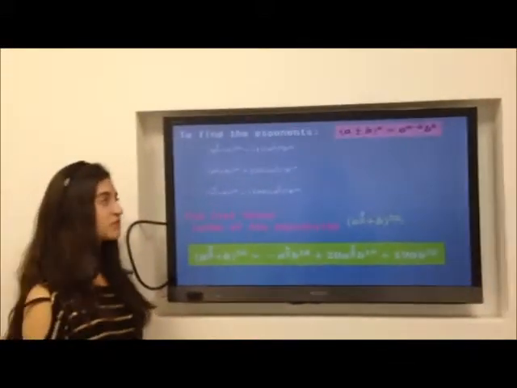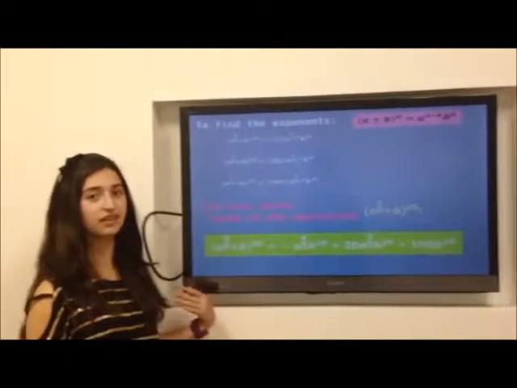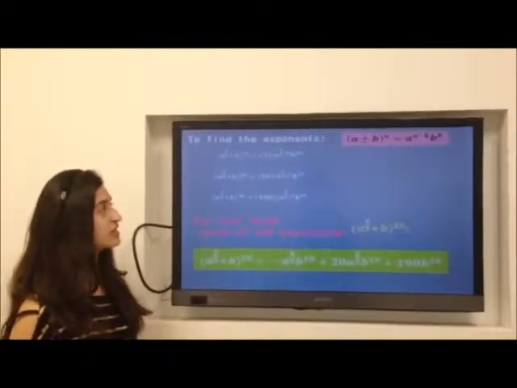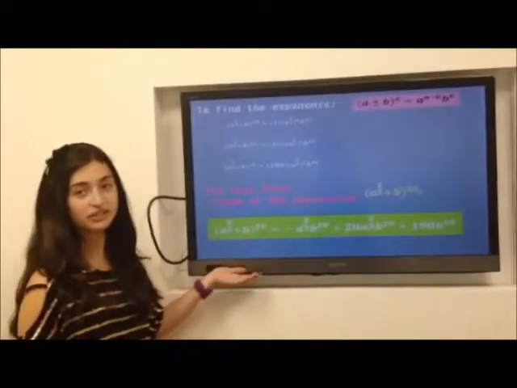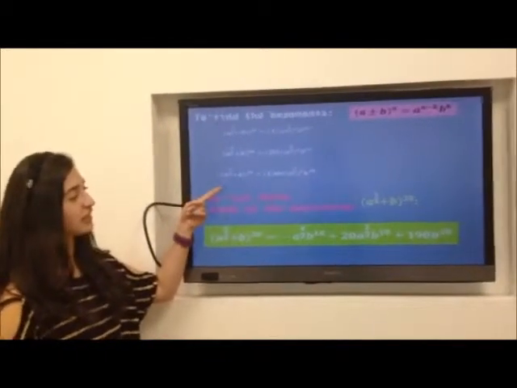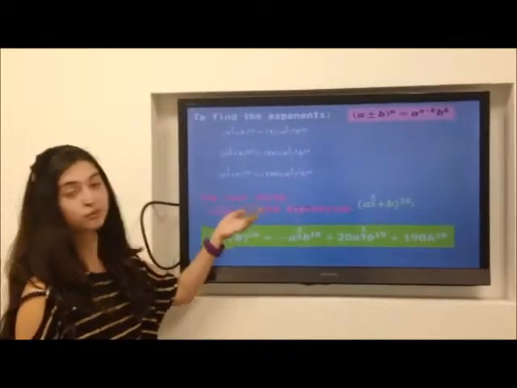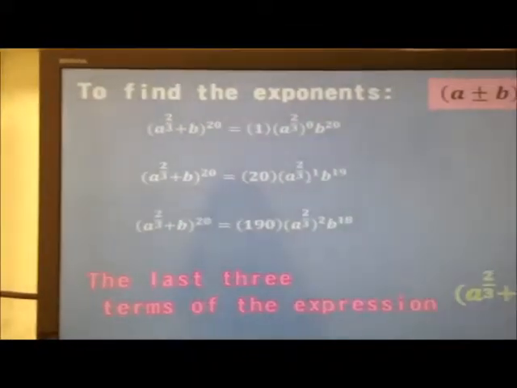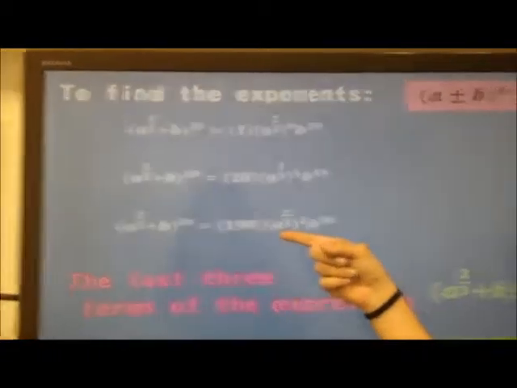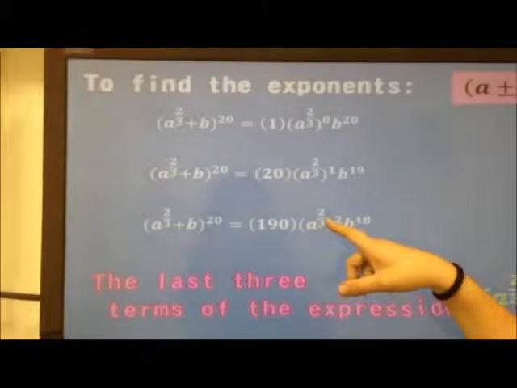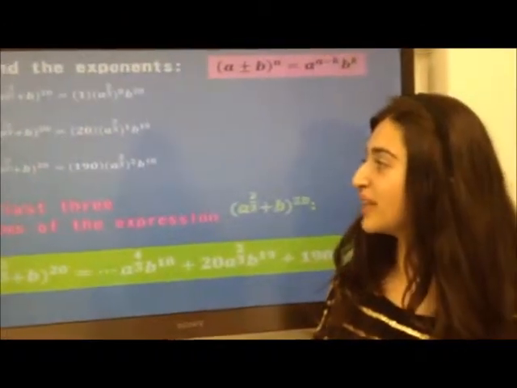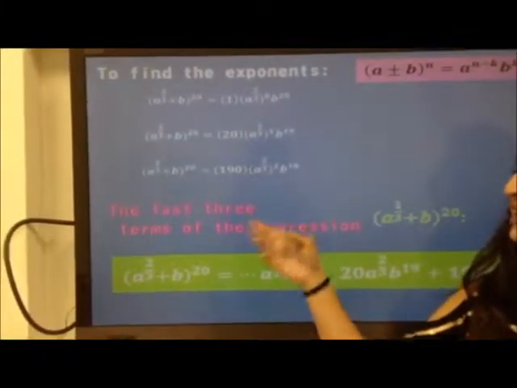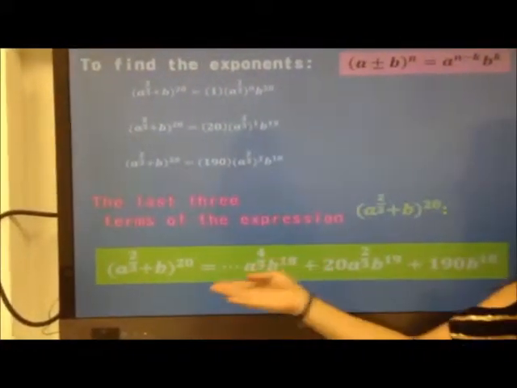Now, to find the exponents, we apply the same formulas as in the past exercise. But in this case, considering that a is already elevated to a power, we have to multiply it in order to know the real exponent of a. Like in this case, a is elevated to 2/3, so we'll have to multiply 2/3 times 2, that will give us 4/3. So after multiplying these exponents, we will get that the last three terms of the expression will be the following.